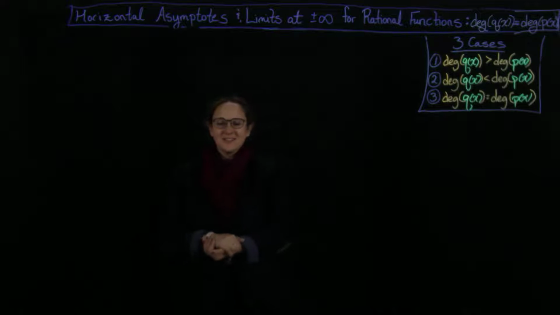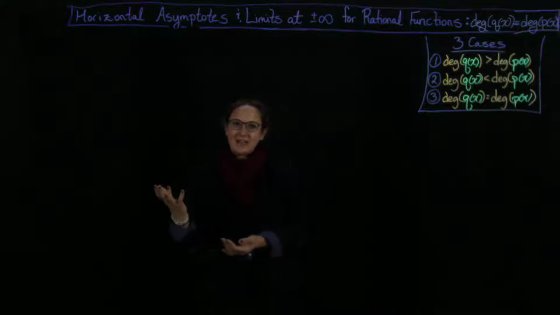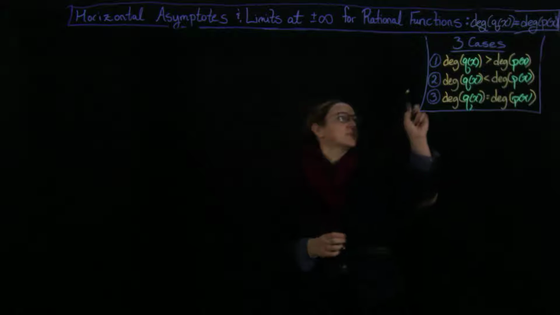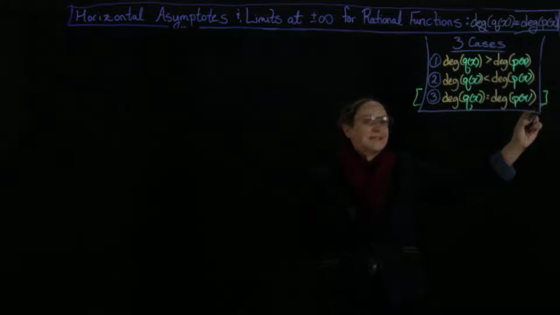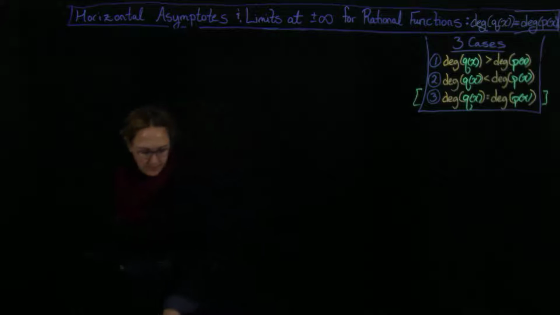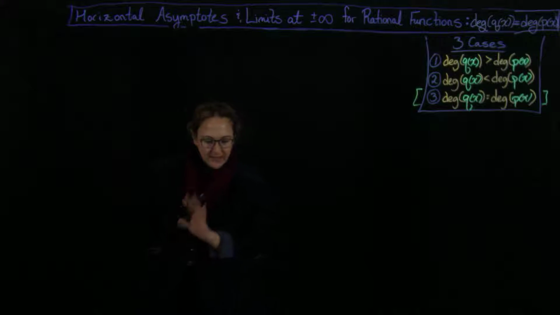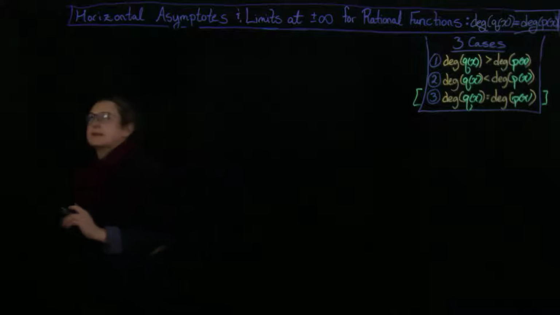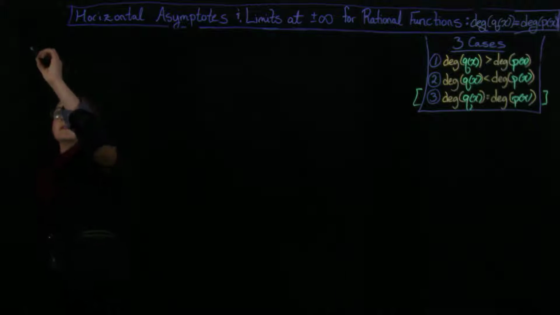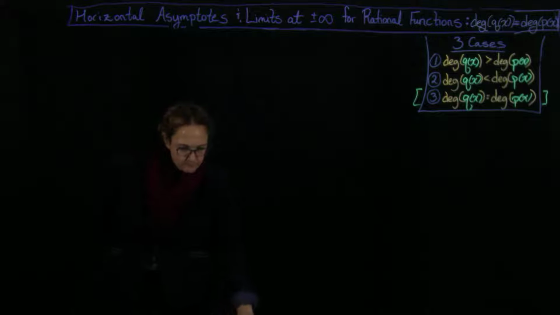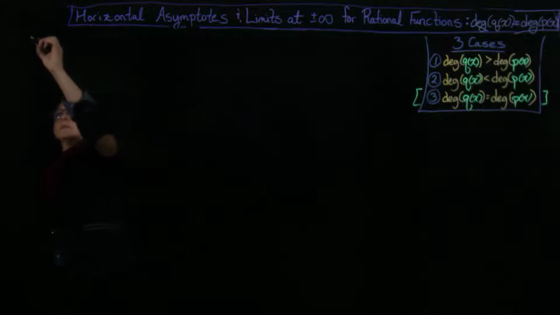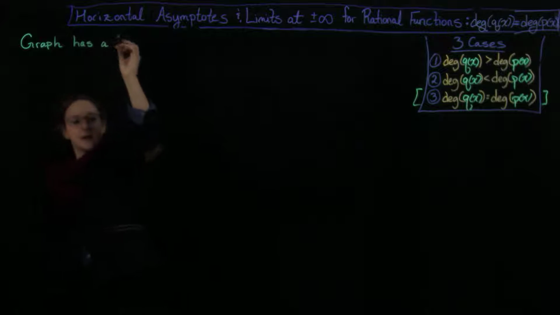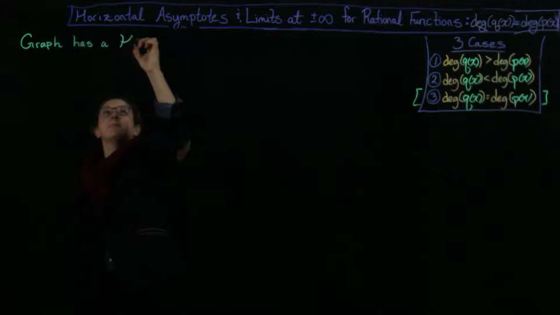Welcome. As our final example of horizontal asymptotes and limits at plus or minus infinity for rational functions, we are now going to be looking at case 3, where the degrees are the same. So in this circumstance, the graph has a horizontal asymptote, right?